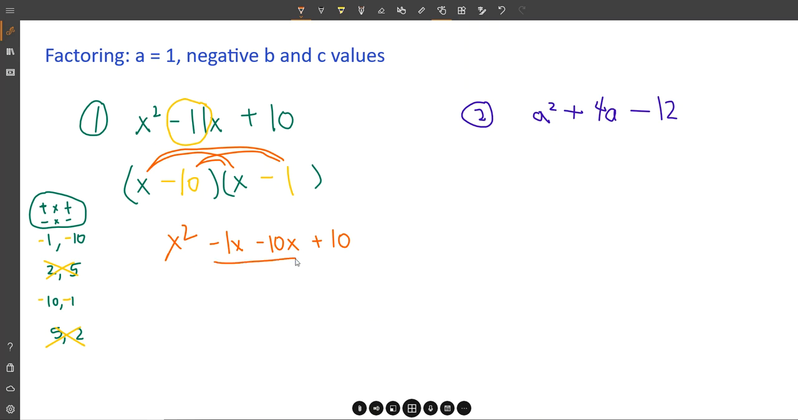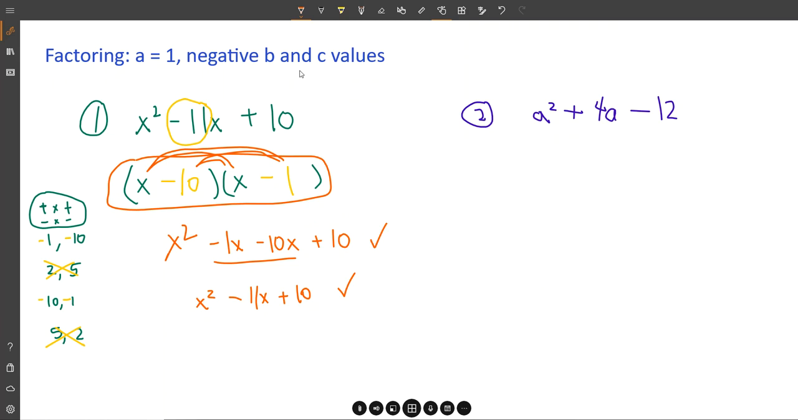Alright, let's combine these like terms in the middle. You have to think to yourself, what's negative 1 minus 10, or negative 1 plus negative 10? Right? I could put a little plus in here and turn that into a minus sign. It ends up being my negative 11. That did it. Right? And then I have a plus 10 at the end. So yes, this does indeed match the original. So here I am. This is the correct factored form for my trinomial.